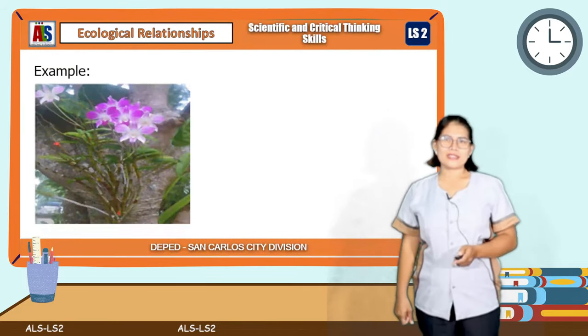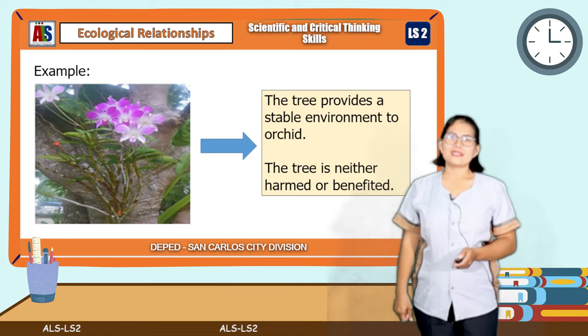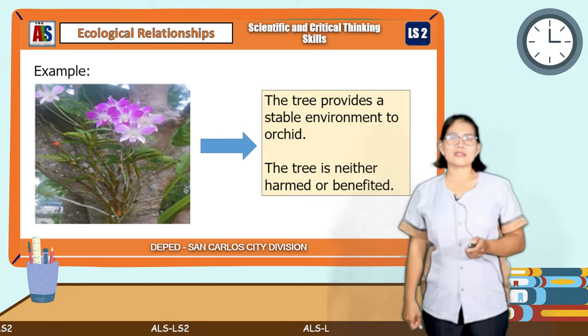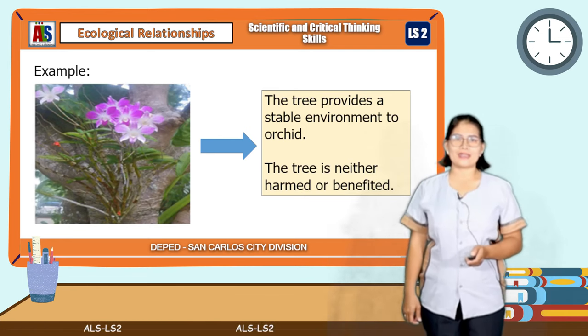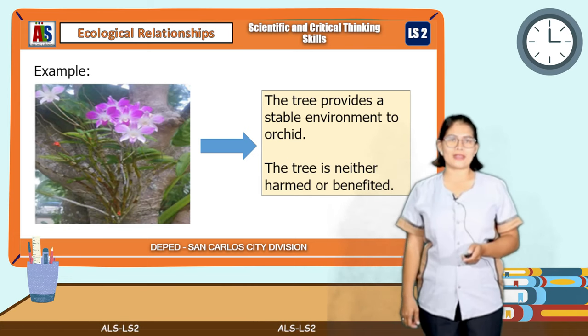So we have an example here. The tree provides a stable environment to the orchid. The tree is neither harmed nor benefited.